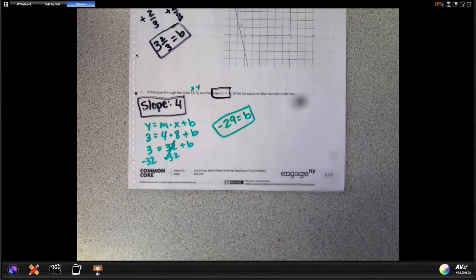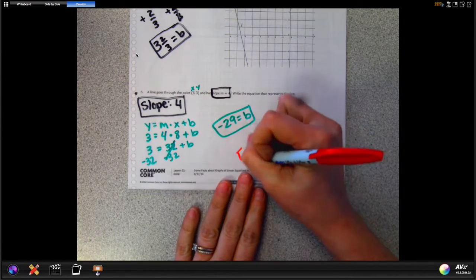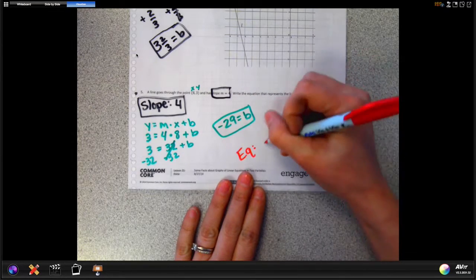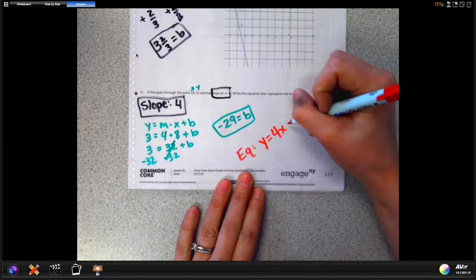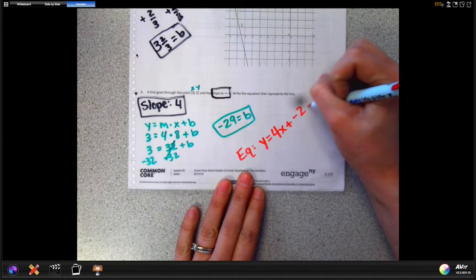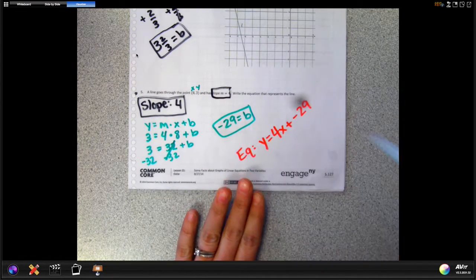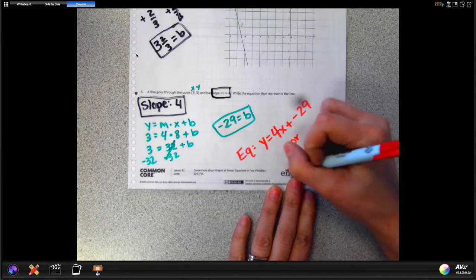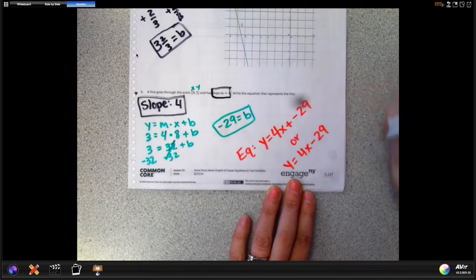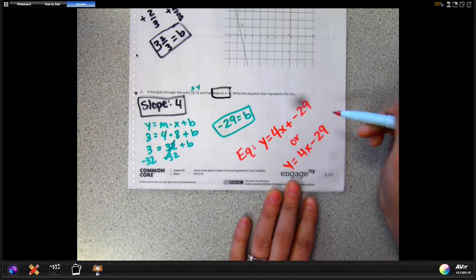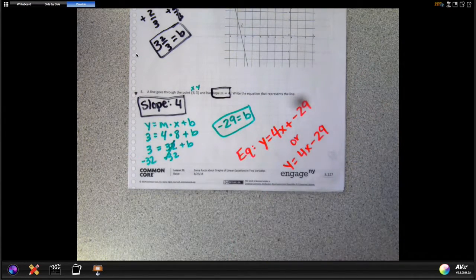So our equation now is the same format we've been using the entire time. y equals our slope, 4, times x, plus negative 29, our y-intercept. Now, side note, you could have written y equals 4x minus 29. It means the same thing. Plus, negative, and minus is the same. I would accept either answer from you.